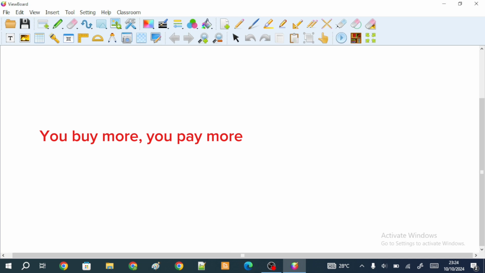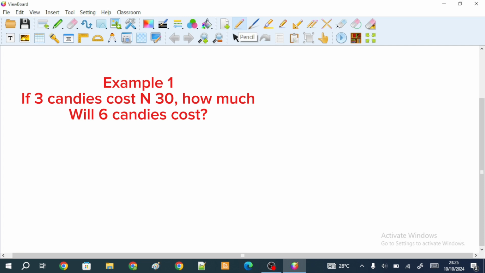Okay, so let's take some examples on direct proportion. It's very simple to solve. I'm going to show you how you can approach any question in direct proportion and solve it right. So our first example here is, if 3 candies cost 30 naira, how much will 6 candies cost?